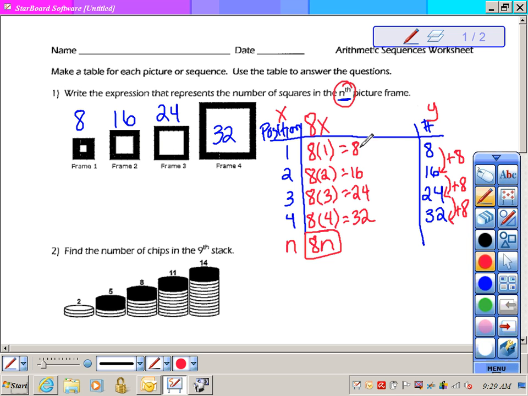Now, it seems pretty easy right now. That's how I got the 8, right? But it's not always going to come out to that perfect number, so we may have to add or subtract numbers over here to get back to our y value. Yes, I will demonstrate that. Let's go to number 2.